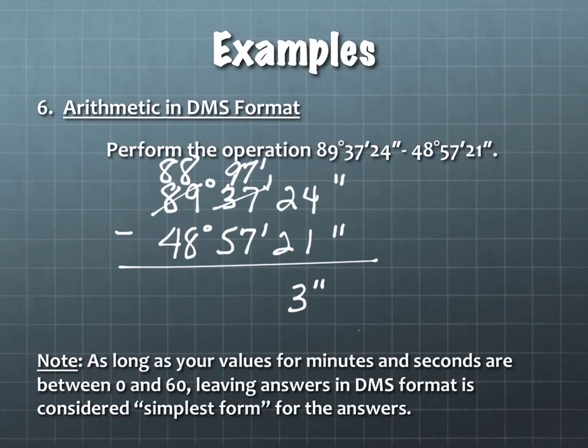And then 97 minutes minus 57 minutes would be 40 minutes. And then I can do my 88 degrees minus 48 degrees to give me 40 degrees. So I have 40 degrees, 40 minutes, and 3 seconds. Okay, so the difference is just that when you borrow, you're borrowing 60 because we're in base 60.